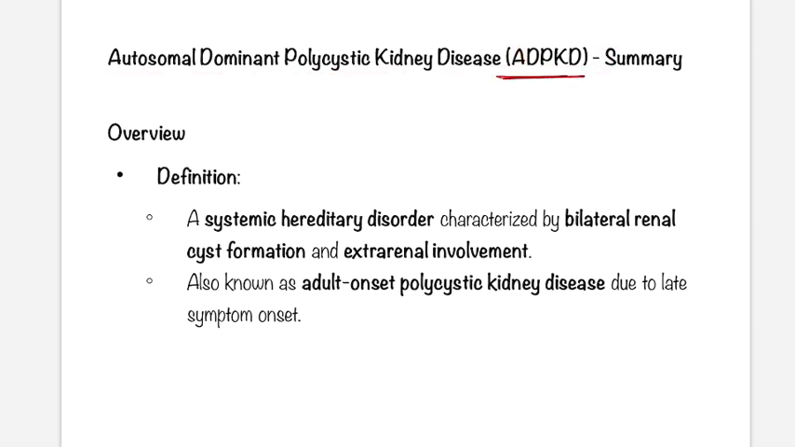So by definition, it is a systemic hereditary disorder characterized by bilateral renal cyst formation and extrarenal involvement, and most cases are adult onset. So basically this is a kidney disease, but it is not limited to the kidney. It has many extrarenal manifestations, and it generally presents in adults and runs in families. So this is a brief description of autosomal dominant polycystic kidney disease.